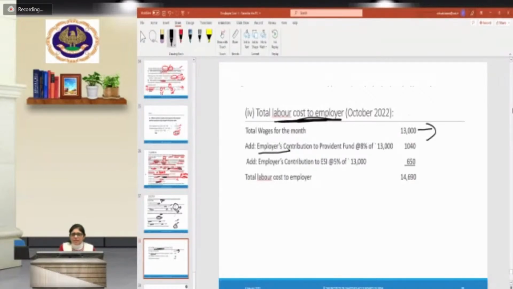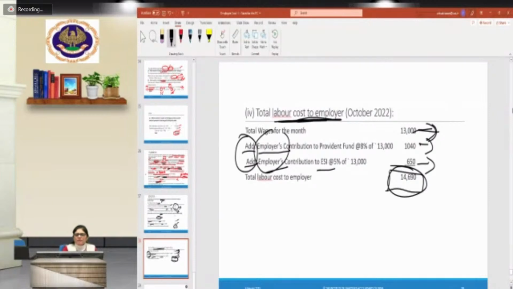I'm repeating, employer contribution of PF and ESI is over and above. It's extra, whatever they are paying as salary. So it's an additional cost to the employer. Clear? That's why we added. So total wages plus PF contribution employer plus ESI contribution employer. So this is the total labor cost to the employer. Clear? We always add the employer's contribution. I hope you've understood this.